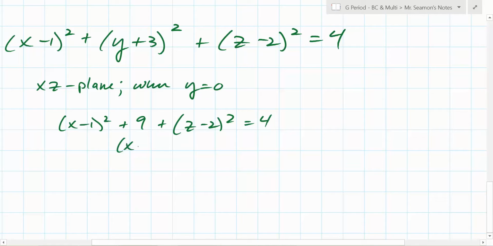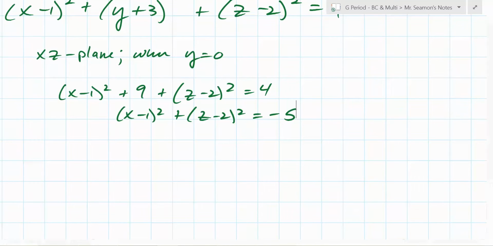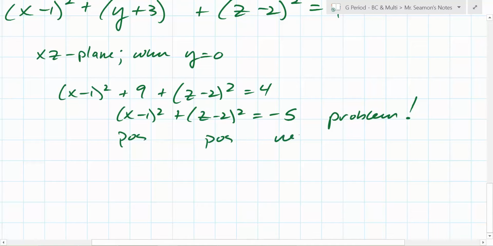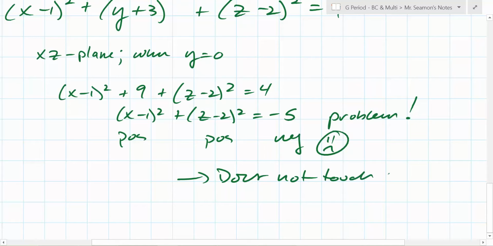And then you keep on doing some math, and what do you end up with? What is that? Circle. No, it's not. It's impossible. That's a problem, kids. Why is that a problem? 2 squared. Yeah, this is positive, this is positive, and this is negative. So what does this tell you? Does not touch the XZ plane. So then you do it for the other 2 planes. Okay. That's all you do. Does that make sense?